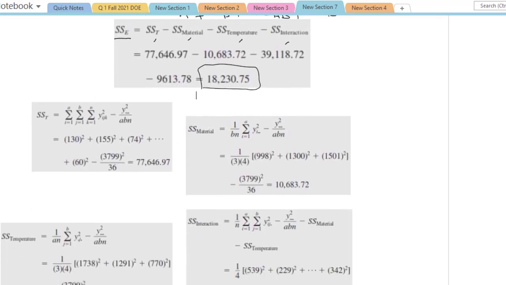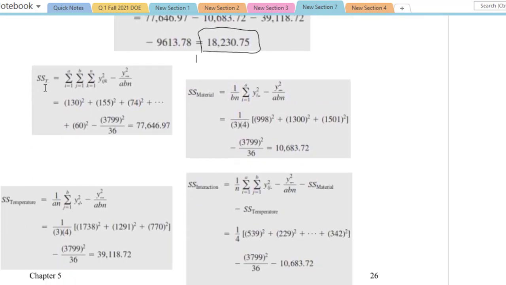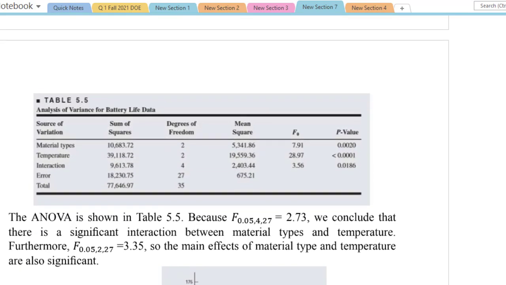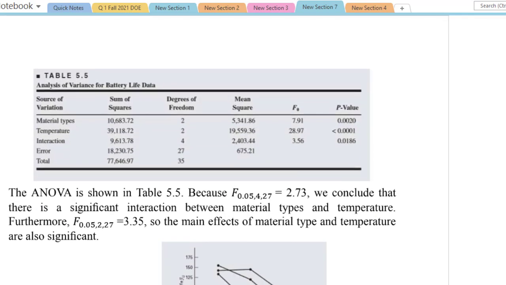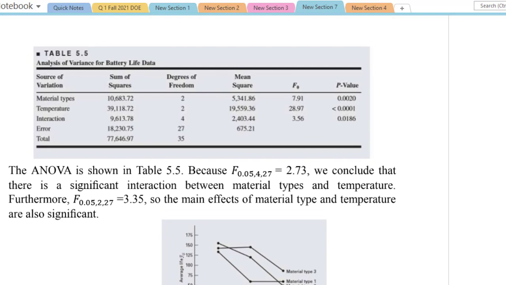Keep in mind that all of these formulas have been explained in the previous fourth video of this lecture. Again, a short snippet for the calculation of SST, SS material, SS temperature and SS interaction has been provided in this slide. You can take help from them. Then we will make the ANOVA table. In this ANOVA table the first column is sum of squares. These sum of squares have been calculated for all of these, and based upon these sum of square values we will calculate the mean squares, MS. But in order to calculate the mean square we need the degrees of freedom.